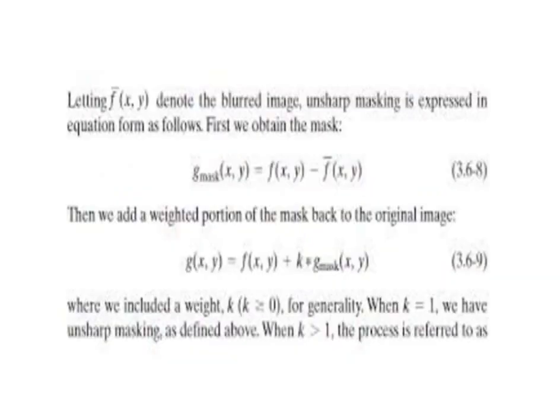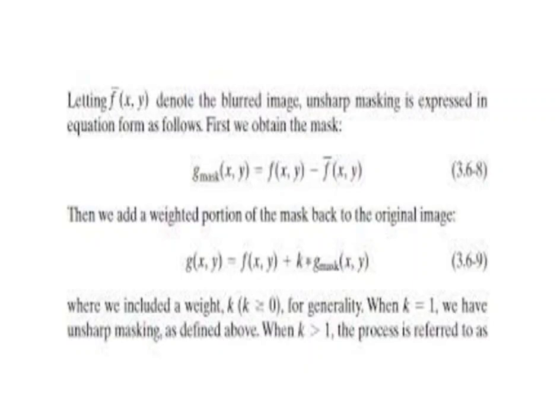Letting f bar of x comma y denote the blurred image, unsharp masking is expressed in equation form as follows. First we obtain the mask, that is g mask of x comma y is equal to f of x comma y minus f bar of x comma y. Then we add a weighted portion of the mask back to the original image, that is g of x comma y is equal to f of x comma y plus k times g mask of x comma y, where we include a weight, that is k.